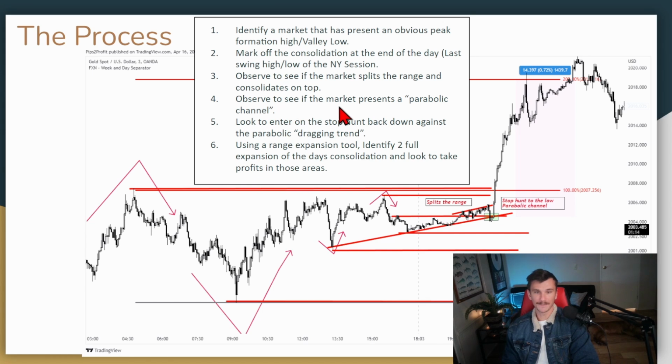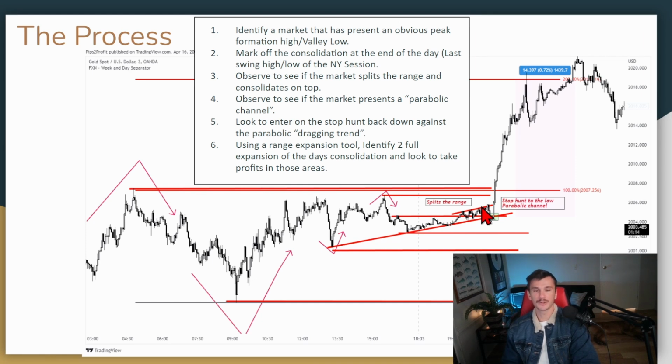Observe to see if the market presents a parabolic channel. I'm giving you a checklist, okay? This is in order. You want to see all of these things. Parabolic channel, there it is right there. Your ascending support and your channel leading up. Look to enter on the stop hunt back down against the parabolic dragging trend. Look, creeping trend, they're dragging people, making them think this is going long. And it is.